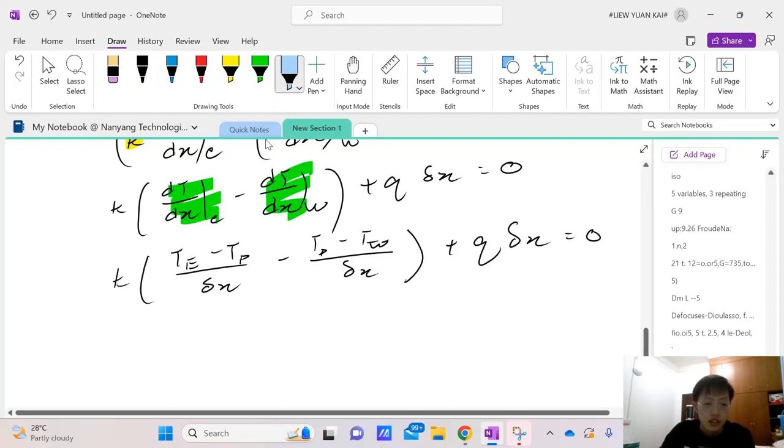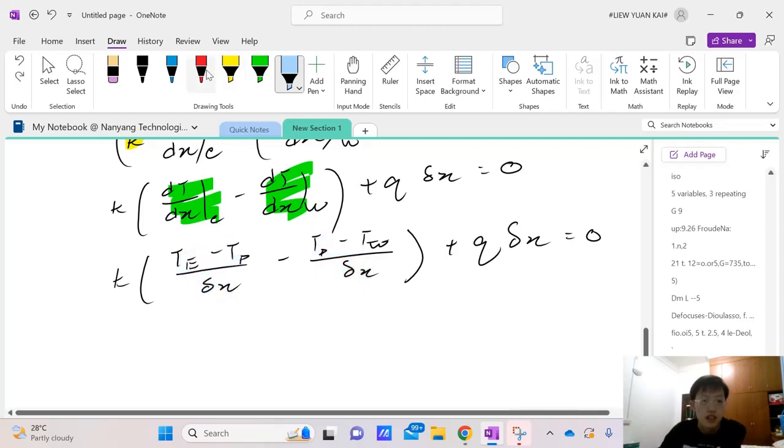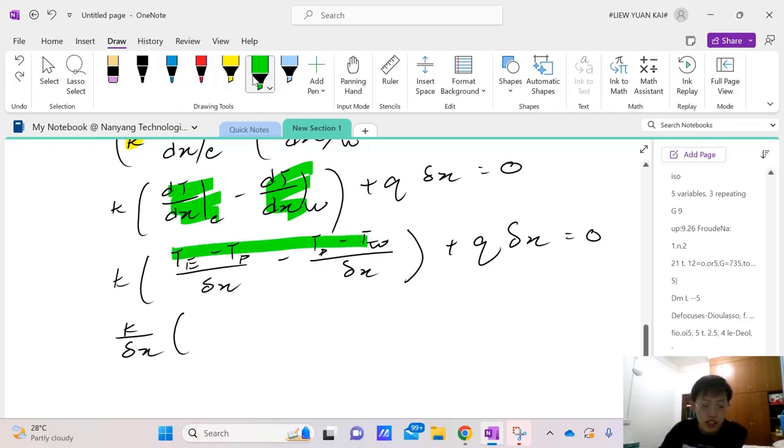Notice that both this fraction and this fraction have a denominator of delta x. So we're going to factorize delta x and put it outside the bracket. So what would that look like? That would look like this. So k over delta x, and then all we're left with are the numerator terms.